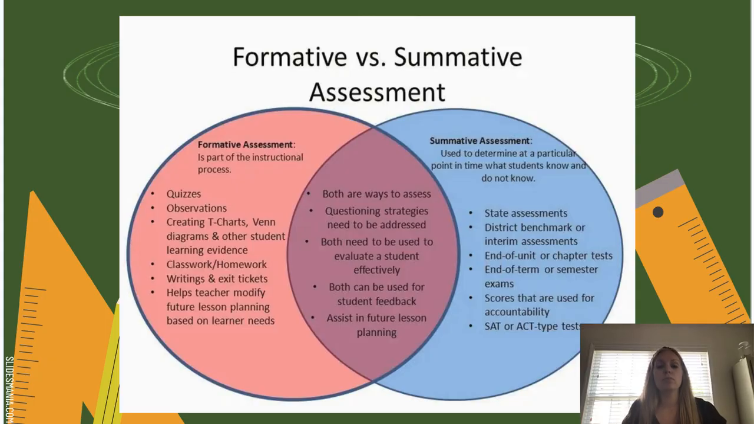Summative are much more in depth. I think of them more as formal. Those are usually state tests or your unit tests. Those are ones that are going in the grade book every time. Formative are those quick checks just to see where they are, what I need to adjust as a teacher, and so that they can be successful.